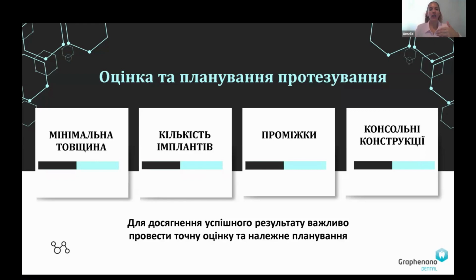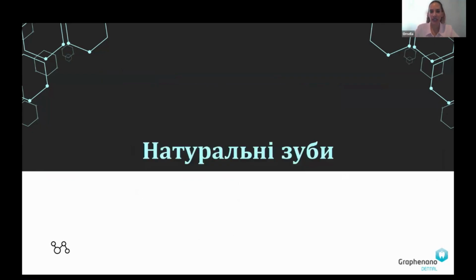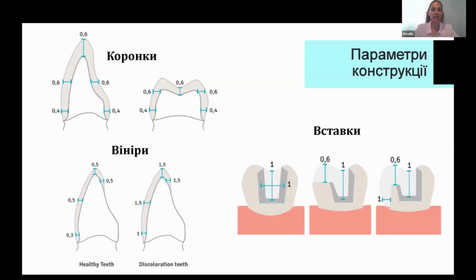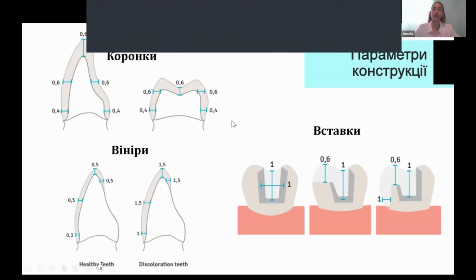So we are going to start first with the natural dentition. If we are going to design a crown, a veneer, or an inlay, okay, this will be the minimal thickness that I need to set in my design software. Okay, remember that our material is translucent, a very aesthetic material.